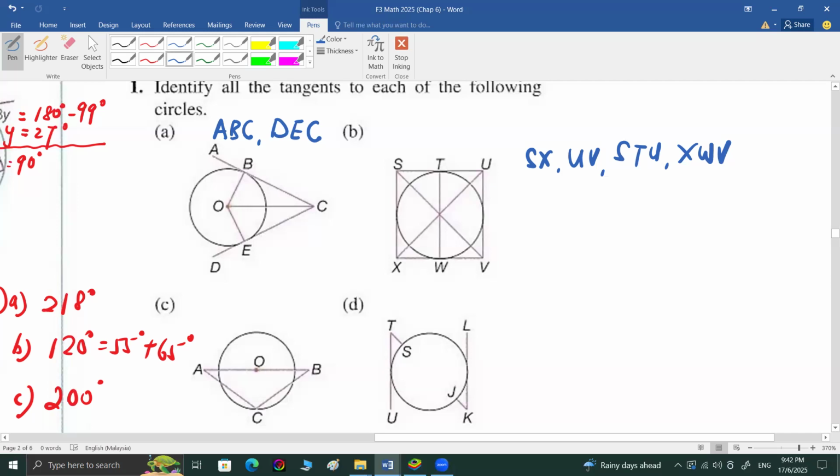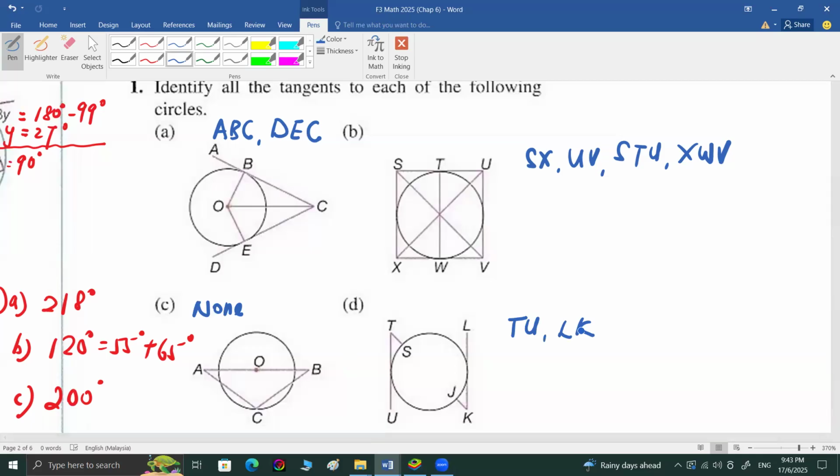Okay, done? Can I have the answer for C? None, yes. Good, none. All of these cannot be right. Okay, what about D? TU and? Yes, TU, then LK. Yes, you're right. Okay, can follow so far, all of you?